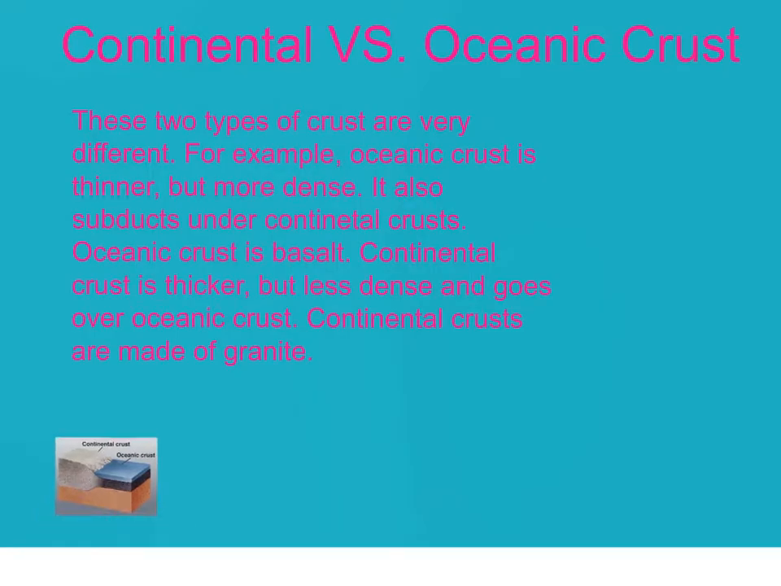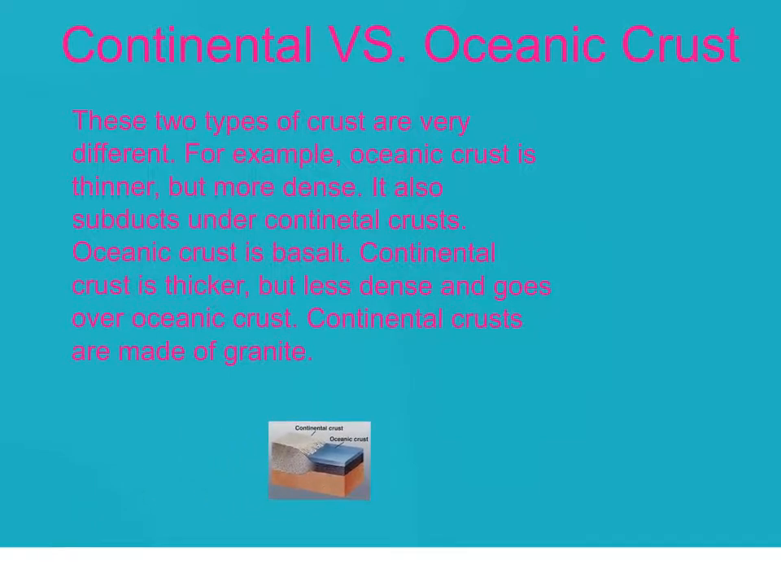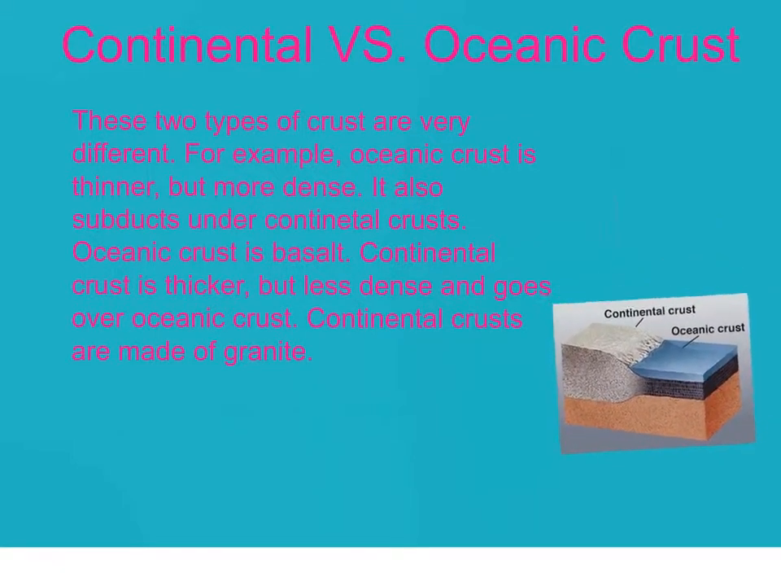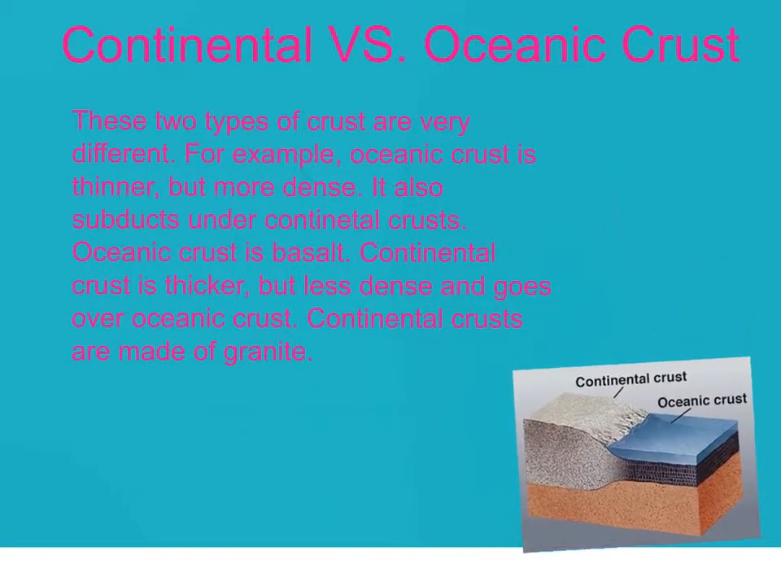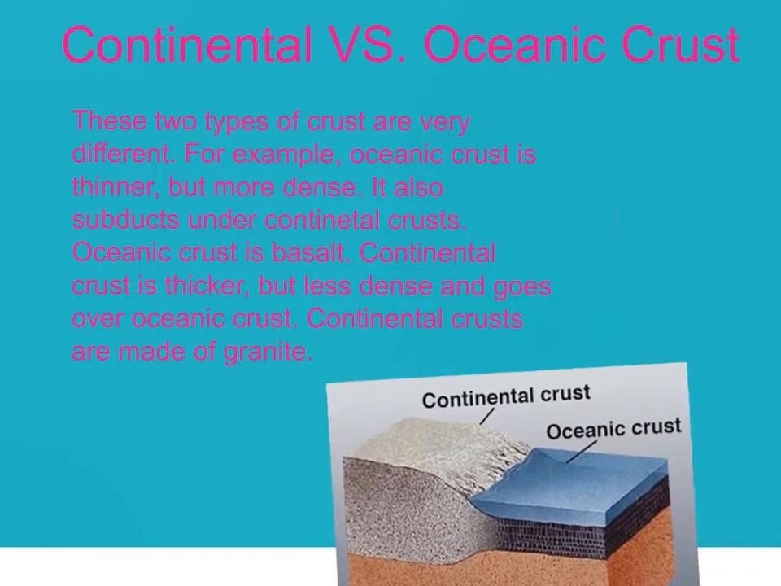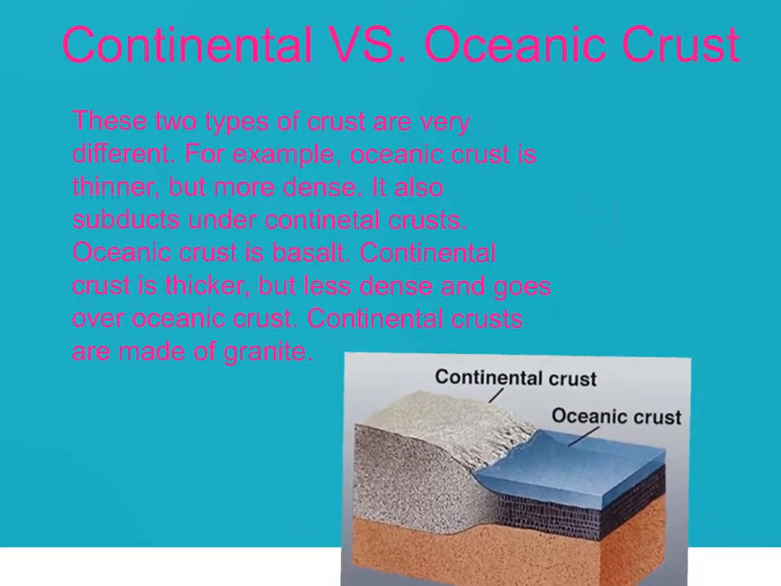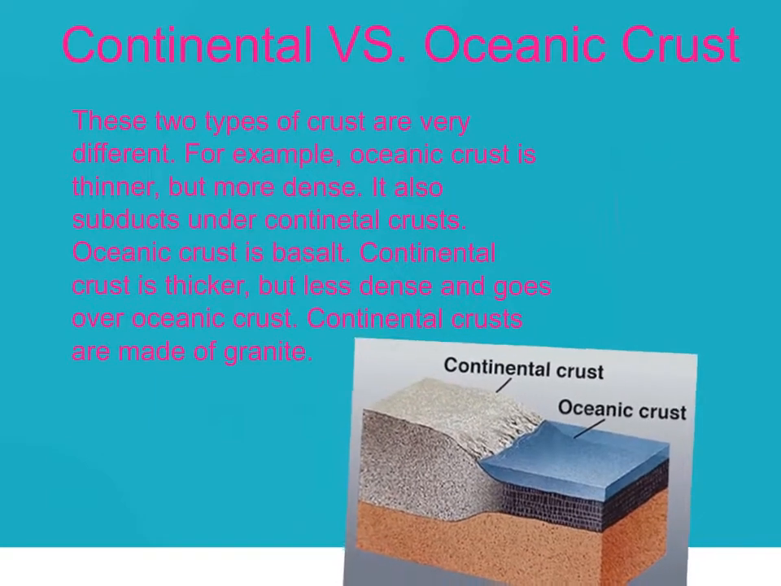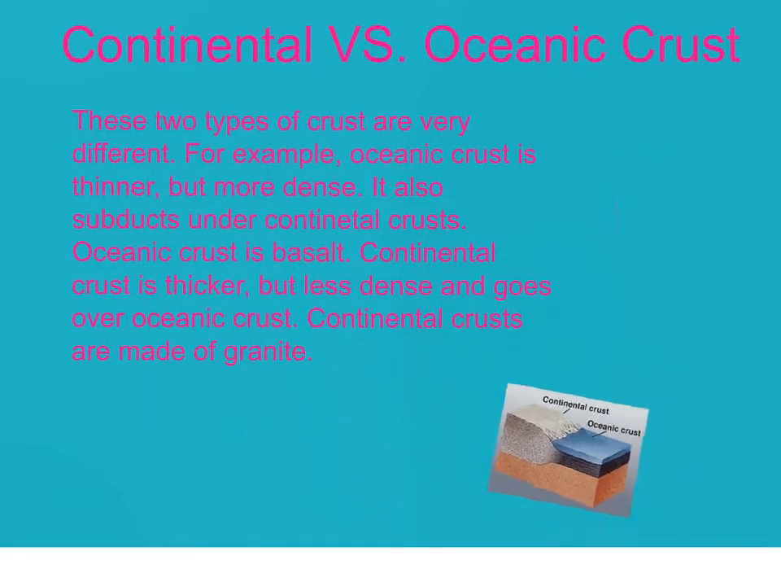Continental versus oceanic crust. These two types of crust are very different. For example, oceanic crust is thinner but more dense. It also subducts under continental crust. Oceanic crust is basalt. Continental crust is thicker but less dense and goes over oceanic crust. Continental crust is made of granite.